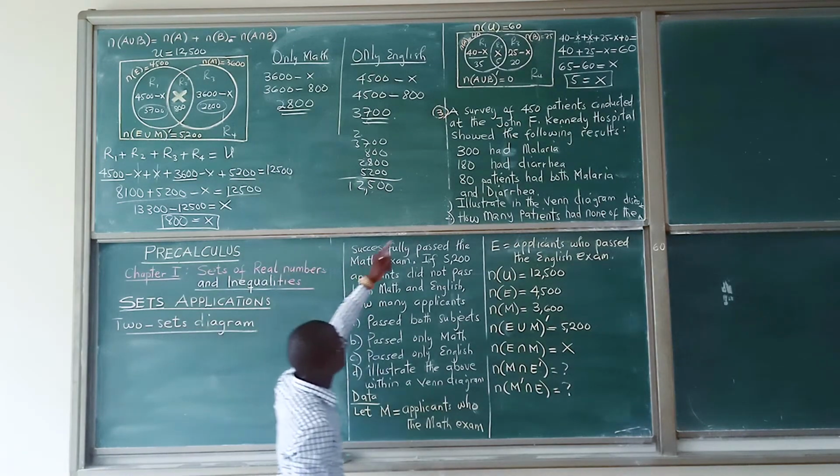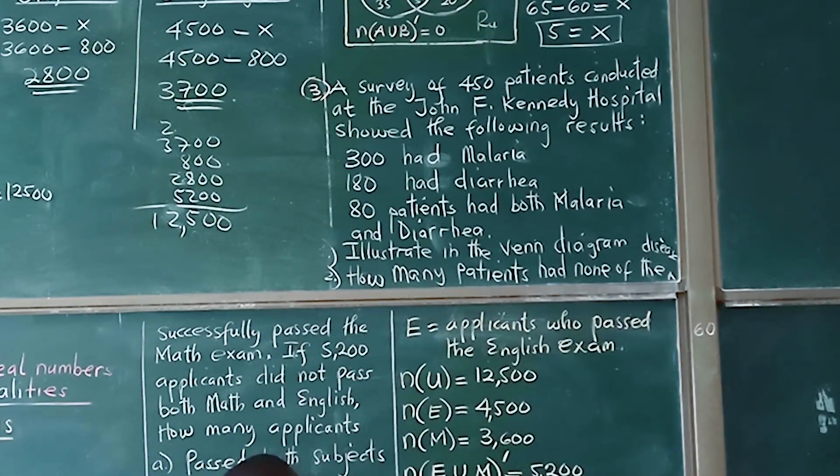So lastly, we saw this problem. It says a survey of 450 patients conducted at the John F. Kennedy Hospital showed the following results. We had 300 patients with malaria, 180 with diarrhea, and 80 patients had both malaria and diarrhea. Illustrate this problem in the Venn diagram. How many patients had none of the diseases?